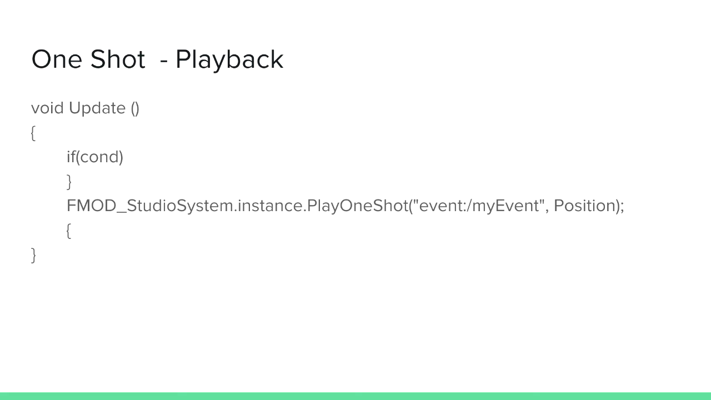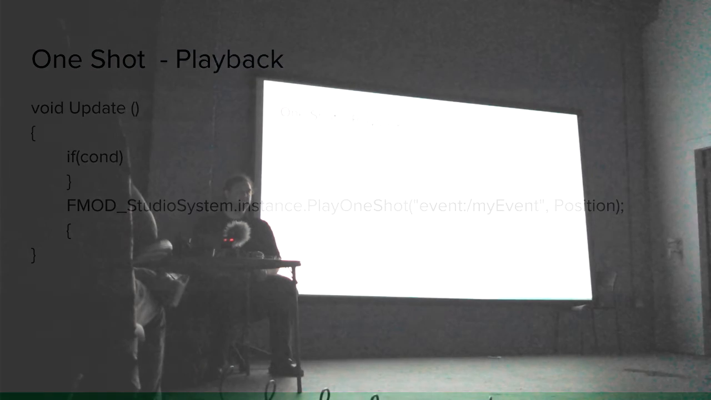fmod_studiosystem.instance.play1shot, and then the event path name, and then your position. If you're using it for anything that's longer than about 0.75 seconds on an object which is moving at the time, I don't recommend using this because it will spatialize the sound, but only to the position that the object was in when you call this function. So if you use it to play an ambience, for instance, it will work very poorly.